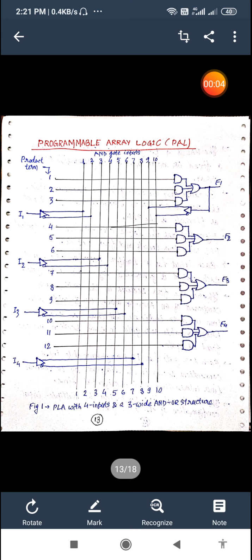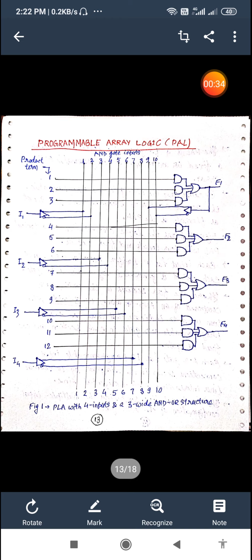Yesterday I delivered the lecture on programmable logic array, and today I am going to discuss programmable array logic. Both terms seem similar, but there are a lot of differences between PLA and PAL, programmable logic array and programmable array logic. First of all, just see the diagram of this programmable array logic.